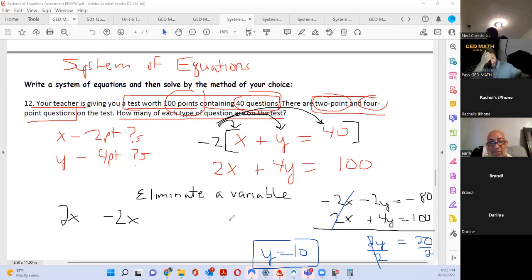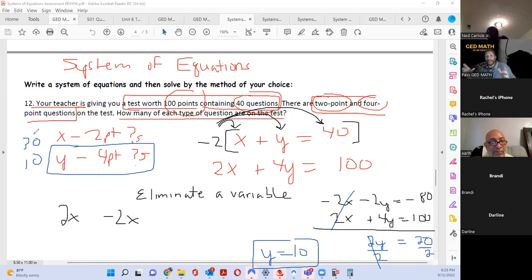Anybody can answer. What does the variable y stand for in this system of equations? What did we say our two variables stood for? That's the first thing we did. Y is the number of 4-point questions. So there were 10 4-point questions, right? If there are 40 questions altogether, how many 2-point questions are there? 30.